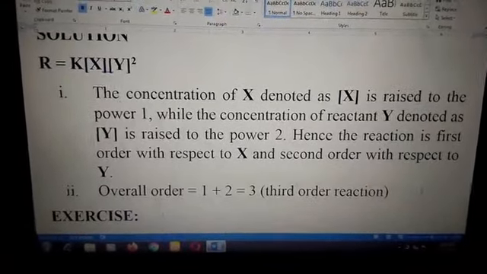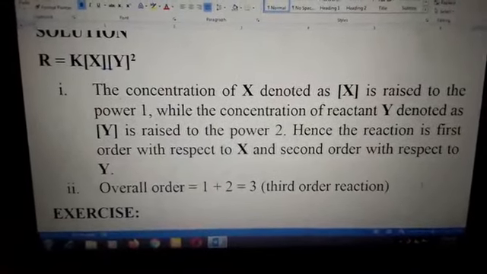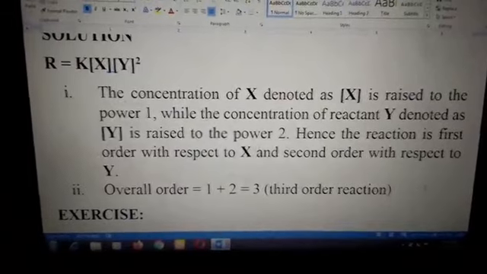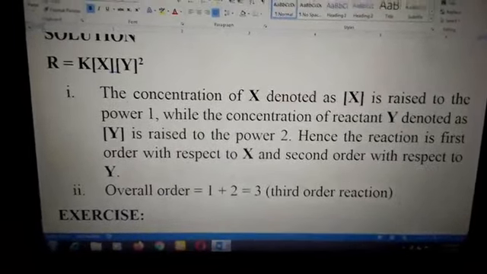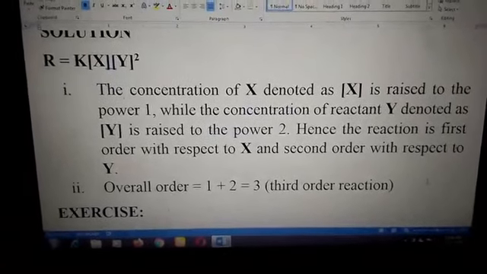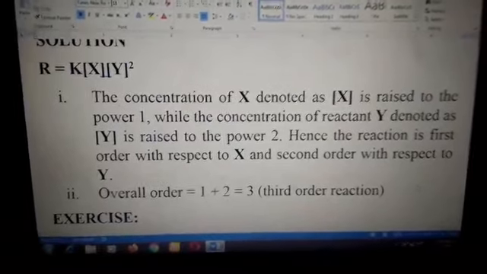So number 2 says we have to find the overall order of the reaction. To get the overall order of reaction, we add the exponents, the power of S and the power of Y. So we have 1 plus 2, that gives us 3. So the overall order is third order reaction. 1 plus 2 giving us 3, that is third order reaction.